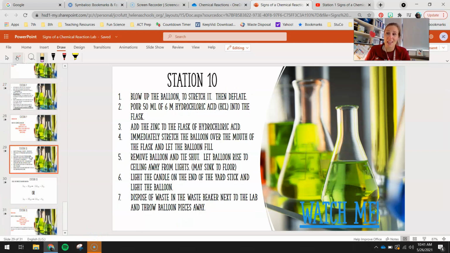And finally, Station 10 is my ultimate favorite. This is one I just do as a demonstration for the kids in class, but I like to call it the Hindenburg, where I am making explosive gas in a balloon and then we get to explode it. Okay, so those are your 10 lab stations.